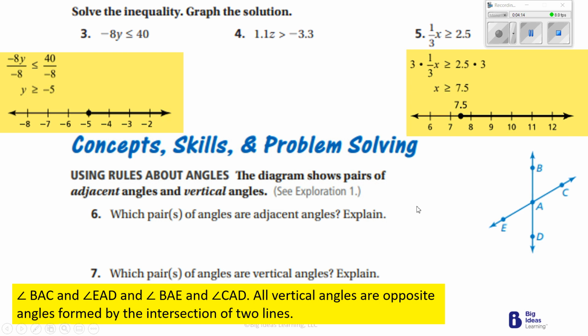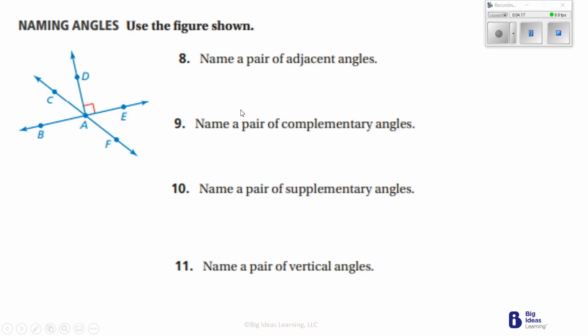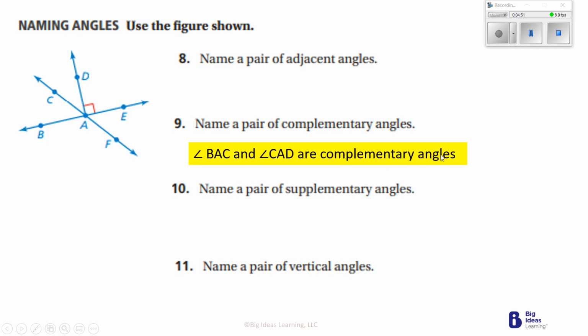All right, let's go to number 9. You have number 8 to do. Name a pair of complementary angles. Complementary angles are angles that will equal 90 degrees. Well, I know if DAE is 90 degrees, and this is a straight line, then DAB is also 90 degrees, which means that DAC and CAB come together to make complementary angles. I think those are the only complementary angles here, so I'm going to go with BAC and CAD. BAC and CAD are complementary angles.